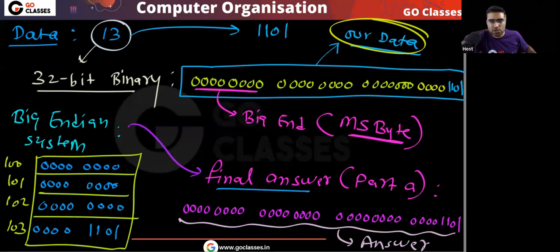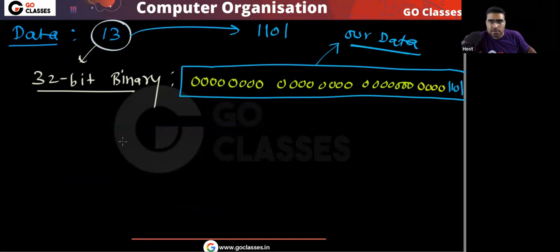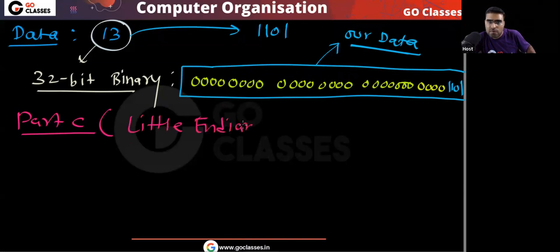That's it. Now tell me the answer for part B. Let me know. For part B, what do I need to do? Or before that, just tell me for part C. Okay, let's do the answer for part C. In part C, what do we have? We have little endian. Let's see the answer for part C, little endian binary.